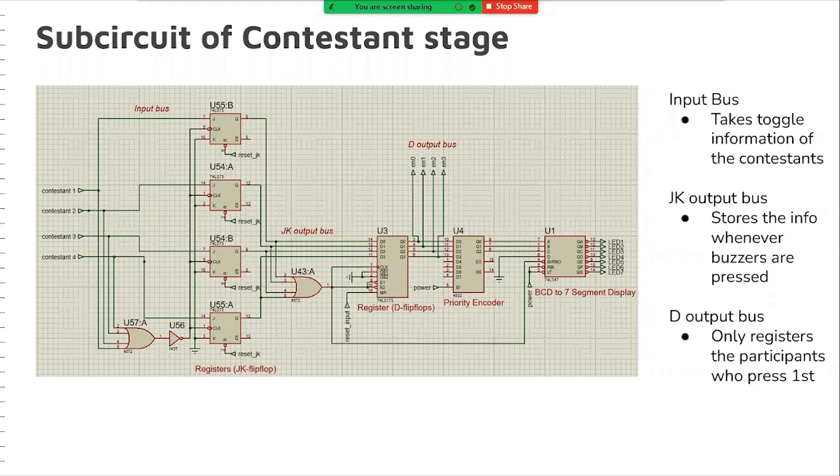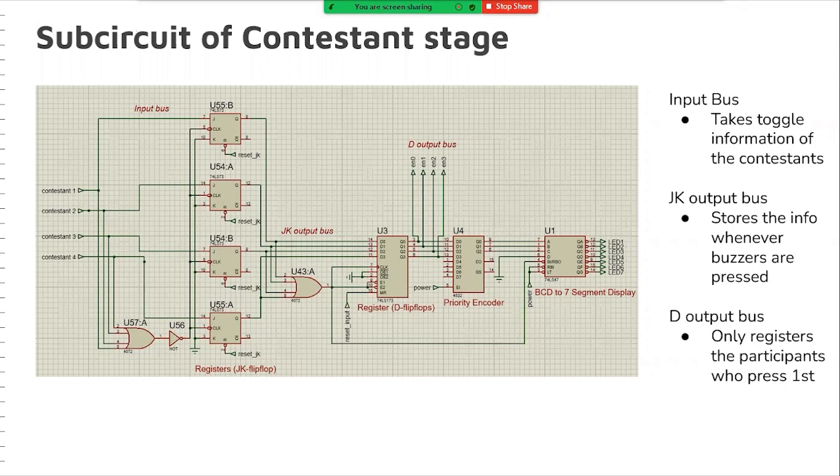Now we will explain the inner workings of each of the sub-circuits. First comes the contestant stage. The goal of this sub-circuit is to register the participant who toggles his switch earlier than anyone else. Let's say the next question switch has already been toggled and this section is ready to go. Then whenever a contestant toggles a switch, the corresponding information is registered on the JK output bus. And this information is saved even if the contestant inputs are off.